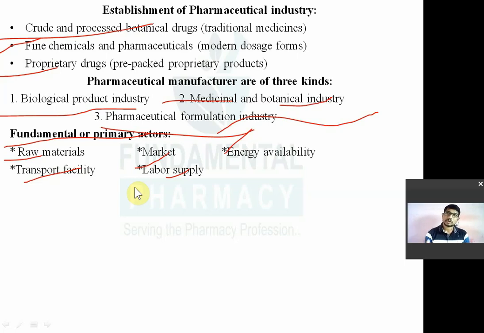So whatever product you are making, you have to sell it. The market should be available over there. So availability of raw material and availability of market should be there. These are also primary factors. Again, the third one is energy availability.